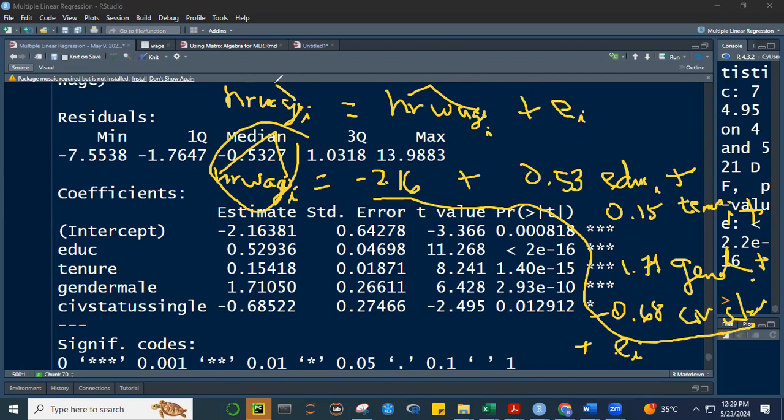That's when we put our epsilon sub i, if we're coming up with an equation with the actual value of the dependent variable. But if you're doing the predicted value itself, then this is already the predicted value, so no epsilon sub i here. Okay, good.